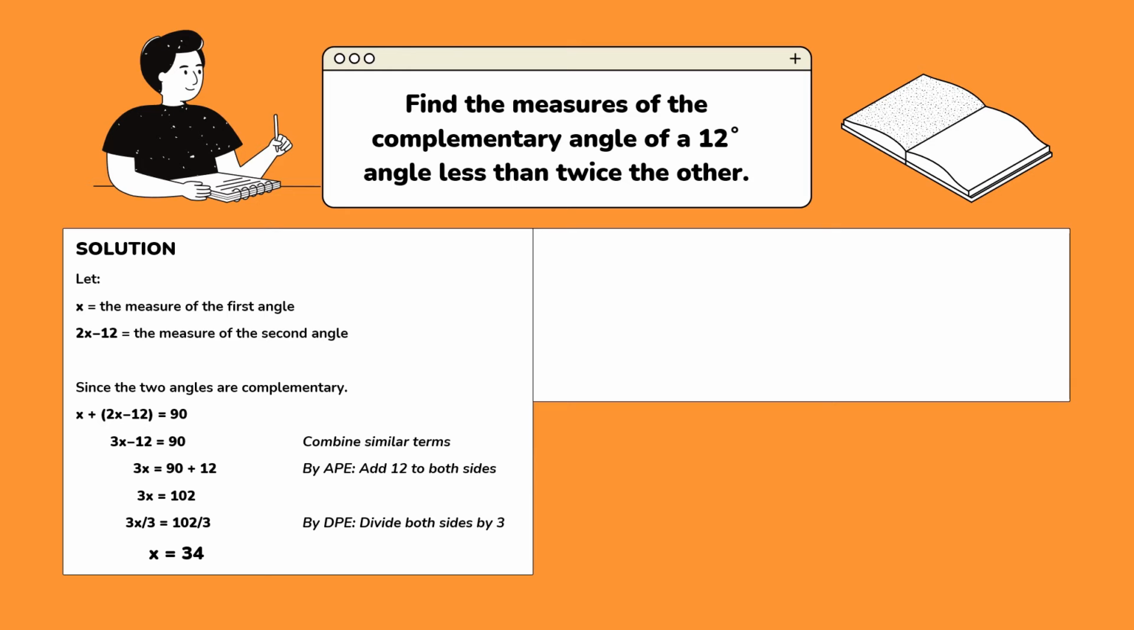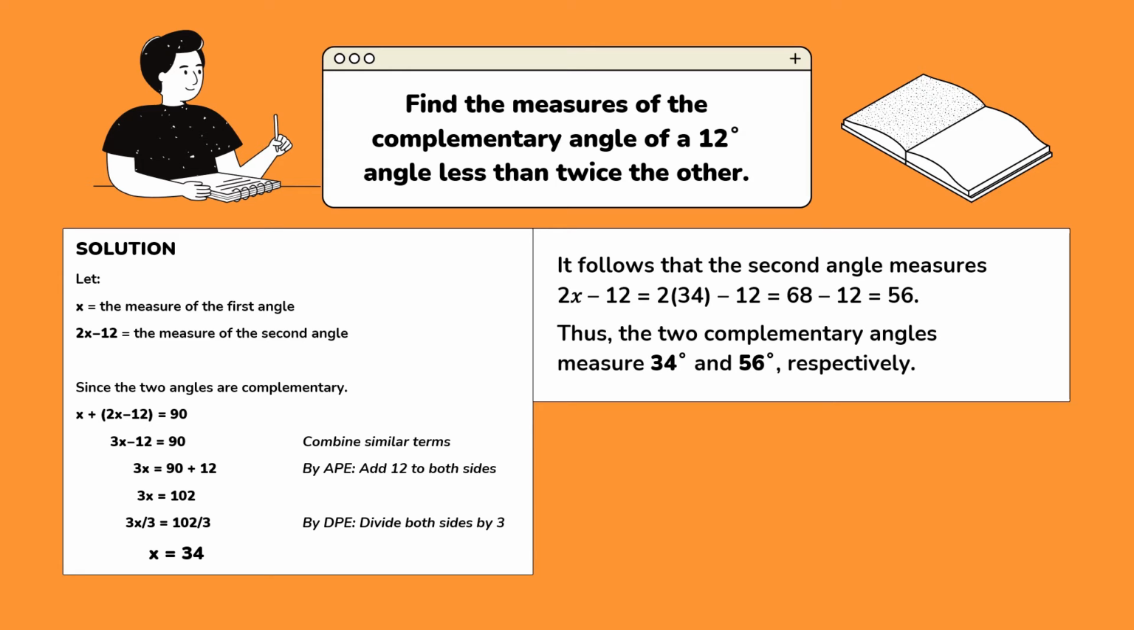Okay, so x is equal to 34, meaning 34 is the measure of our first angle. And to get the measure of the second angle, we substitute that x, the 34, to the measure of the second angle. Let's substitute. Okay? Follows the second angle measures 2x minus 12 is equal to 2 times 34, which is the x, minus 12 is equal to 68 minus 12 is equal to 56.